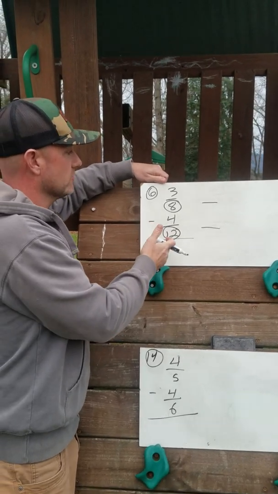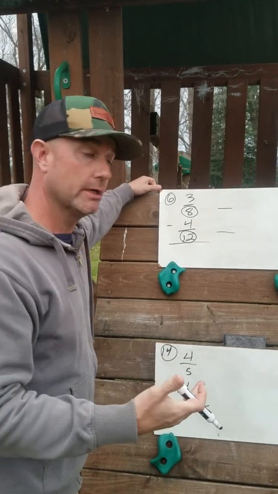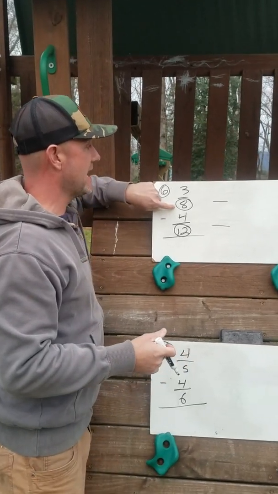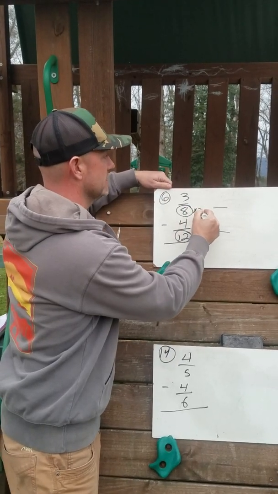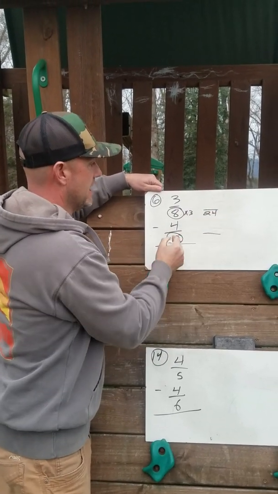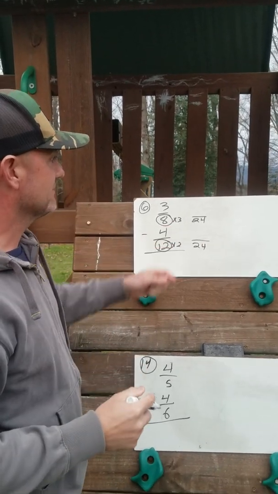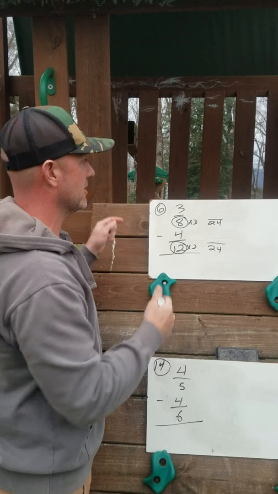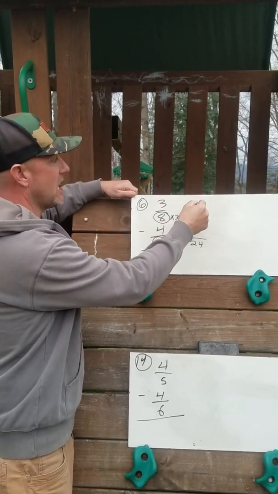So I'm going to start with my 12s. 12 times 1 is 12. 12 times 2 is 24. And I'm pretty sure that 8 has 24 as a multiple. I think 8 times 3 is 24. And I know 12 times 2 is 24. So now I know that they can have the same bottom number, same denominator, and now I can subtract these two fractions. But I've got to go and give them a new top number as well.